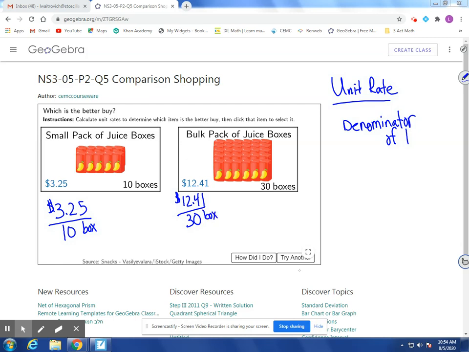Right now, it's hard to tell which one is the better deal. And so by going to a unit rate, it's going to be easier to see which one costs more money. So the one on the left here is a little bit easier to work with because I'm dividing by 10. I just have to bump my decimal over one spot to the left. And so this one costs 32.5 cents, or dollars, if you will, per one box.